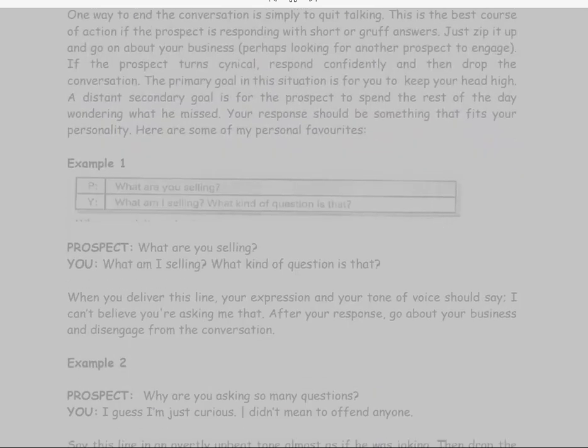One way to end the conversation is simply to quit talking. This is the best course of action if the prospect is responding with short or gruff answers. Just zip it up and go on about your business, perhaps looking for another prospect to engage. If the prospect turns cynical, respond confidently and then drop the conversation. The primary goal in this situation is for you to keep your head high. A distant secondary goal is for the prospect to spend the rest of the day wondering what he missed.